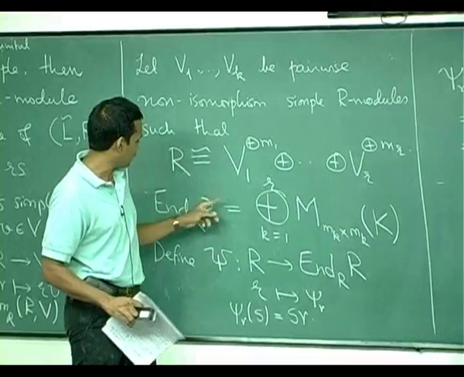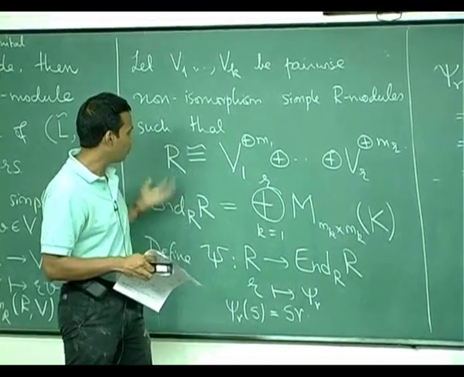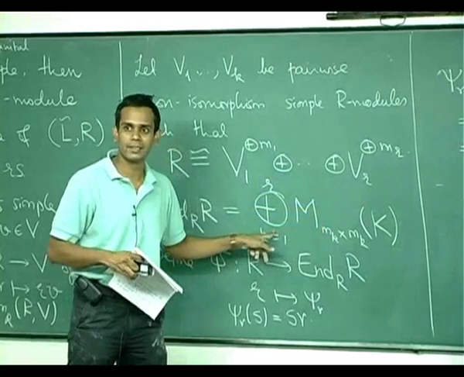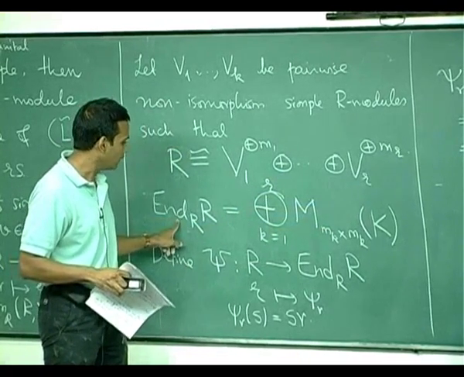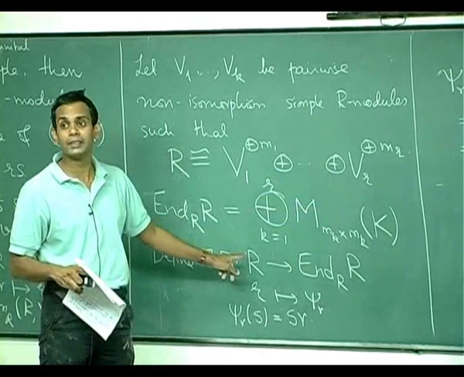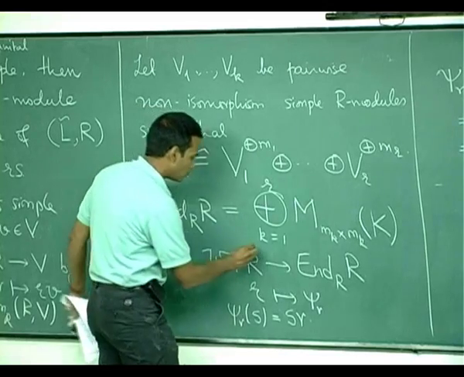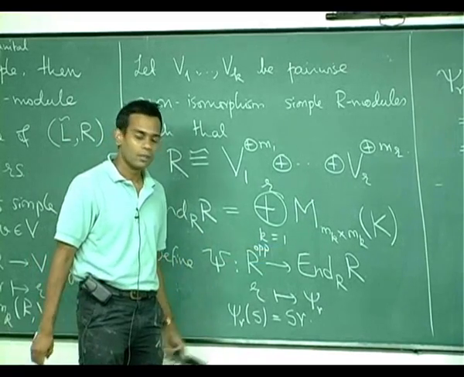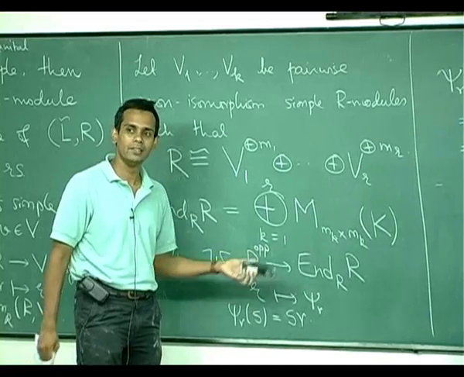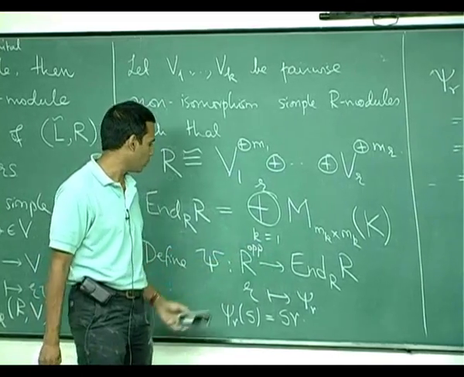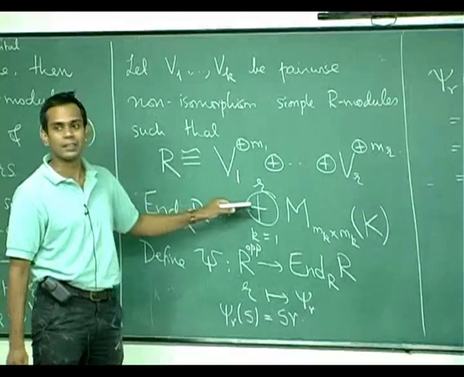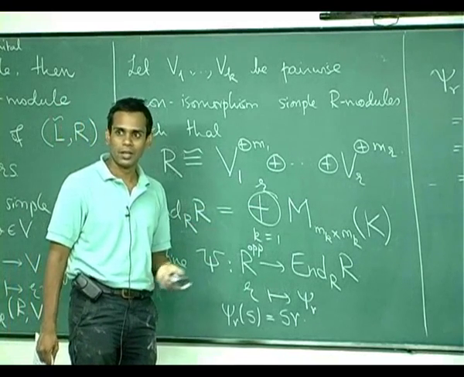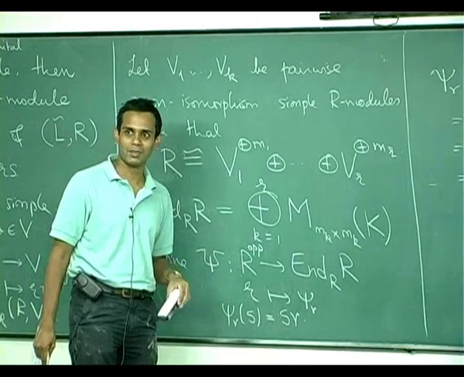Then, from what we did earlier, calculating the homomorphisms between two R modules, the endomorphism algebra is going to be a sum of matrix algebras. On the other hand, the endomorphism algebra is isomorphic to the opposite algebra of R. So this psi is not an isomorphism from R to End_R(R), but an isomorphism from the opposite algebra of R to End_R(R). I didn't prove that it's an isomorphism, but that's not very difficult to check. If you accept that, then the opposite of R is a sum of matrix algebras. But a matrix algebra is isomorphic to its opposite via the transpose. So R itself is isomorphic to a sum of matrix algebras.